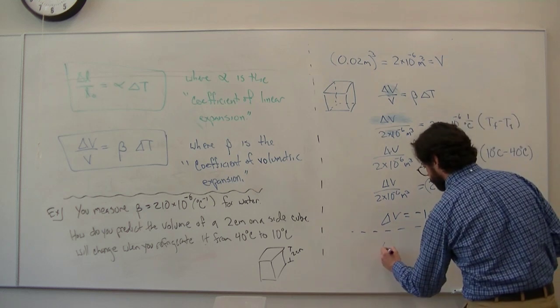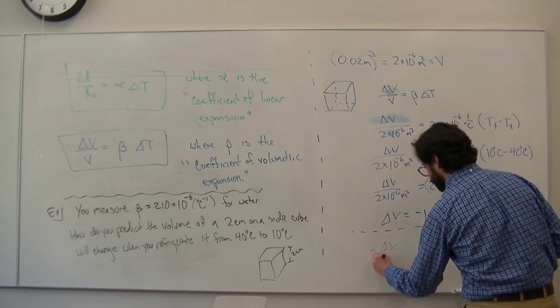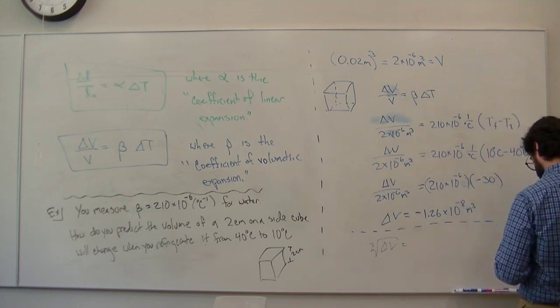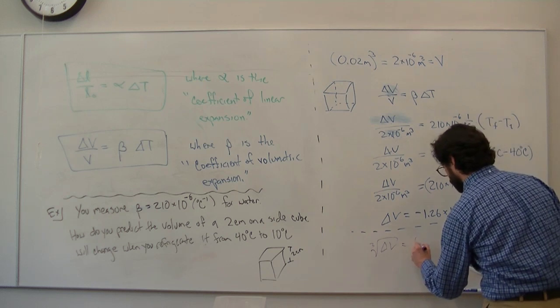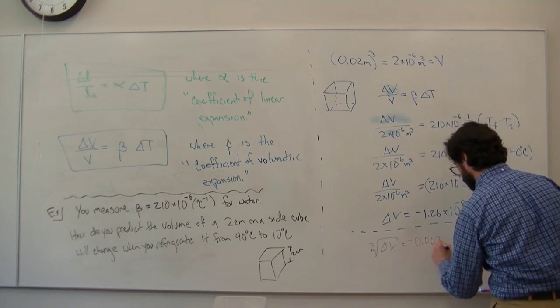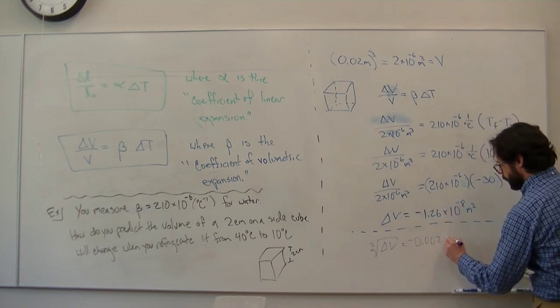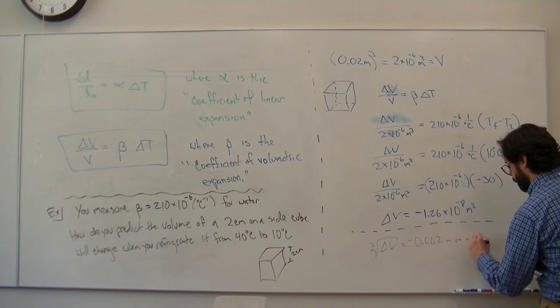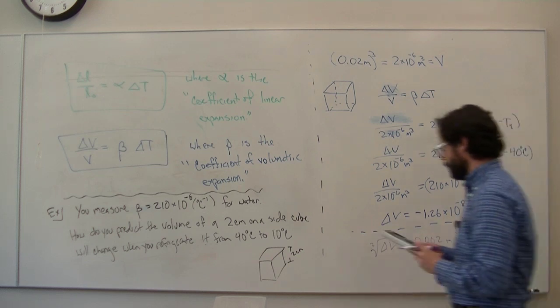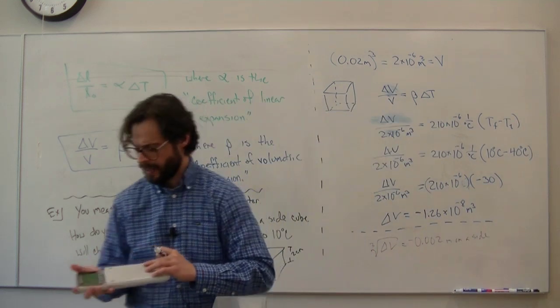And now we're talking about 0.002, and 1 sig fig is good enough. So it shrinks by a millimeter. Okay.